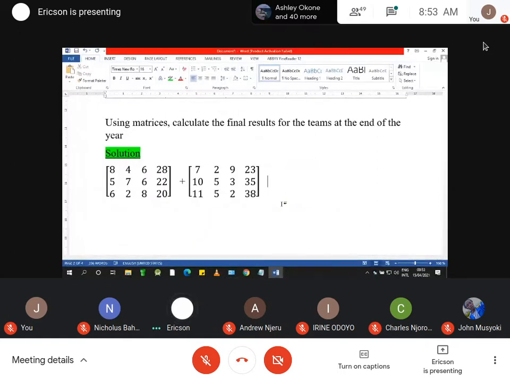For easier understanding, sum the two together. If you're bold enough, you can give us the answer. Give us the answers which you have. The summation of those two matrices.